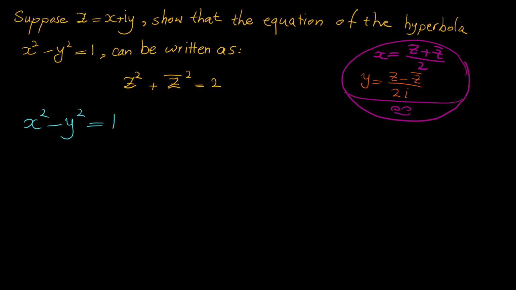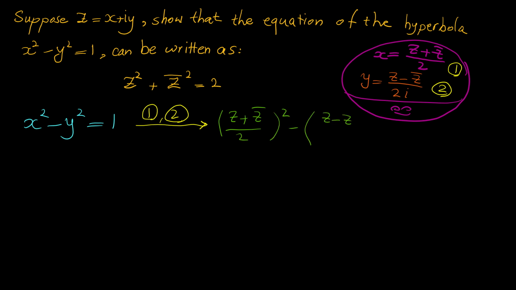So we use these two relations, and in this way we can get rid of x and y. So by using relation 1 and relation 2, we replace x and y by these expressions. Then we have x² which would be z plus conjugate of z over 2, squared, minus z minus conjugate of z all over 2i, squared. It equals 1. Let's simplify this.